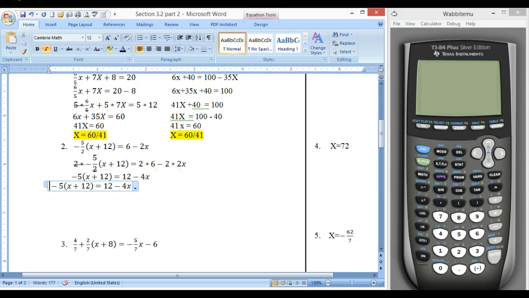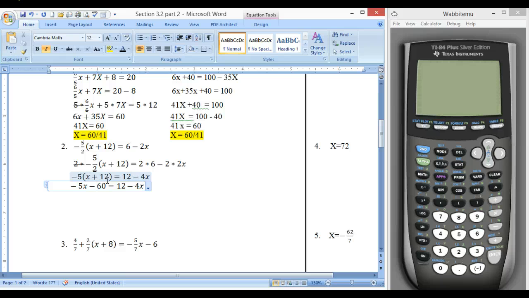Some of you may be just fine with going to this next step without me saying it. How do I get rid of those parentheses? By the distributive property. I need to multiply the negative 5 into the x and into the 12. So I'm going to delete these parentheses. Oh, it's combined, so we'll just type it in. X plus 12. So I'm going to multiply the negative 5 into the x, which gives me negative 5x. Negative 5 into the 12. Negative 5 times 12 is negative 60. Oops, not plus and minus. We want minus 60. There we go.